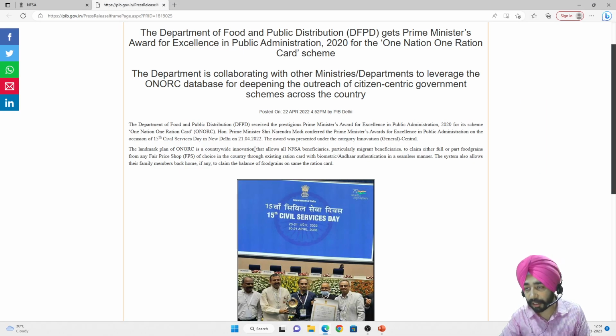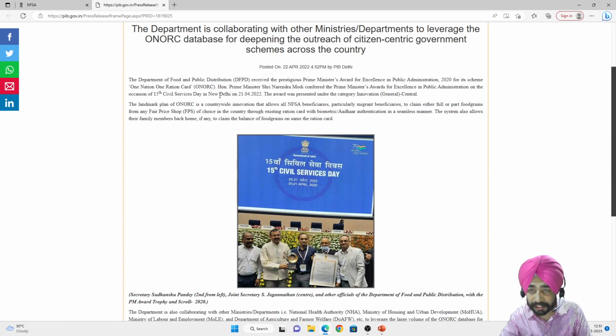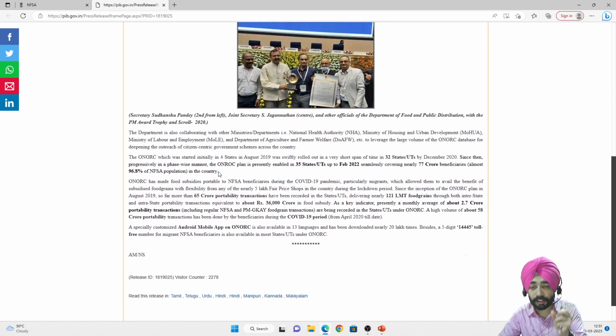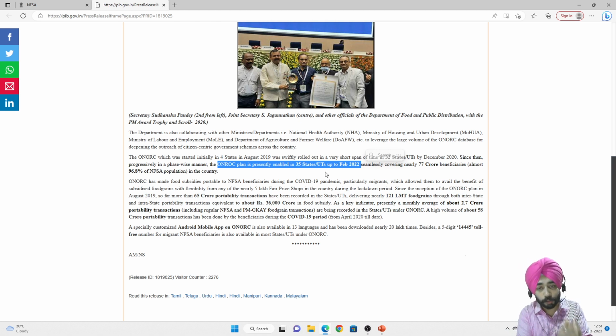So let us see here. Now see the thing here. First of all, it is saying the award is given on 15 Civil Services Day. So the first question can be answered here. The last question was, it was implemented in how many states? You can see here, One Nation One Ration Card is presently enabled in 35 states or UTs up to February 2022. So this tells us, guys, these are the questions which could be strictly and clearly handled from PIB.